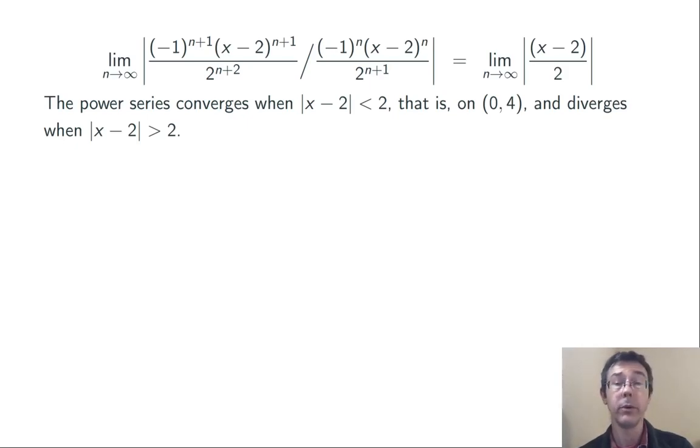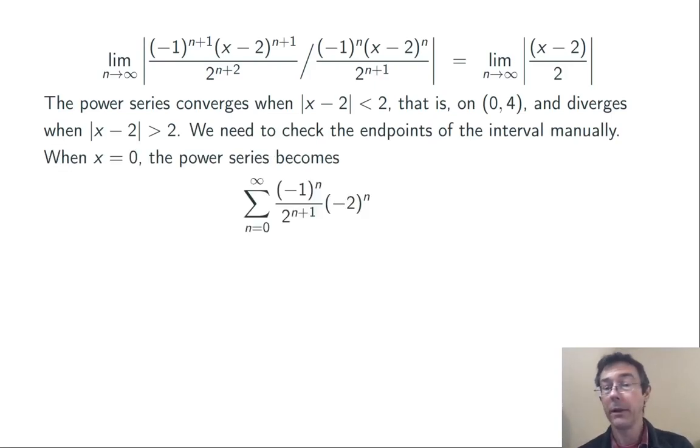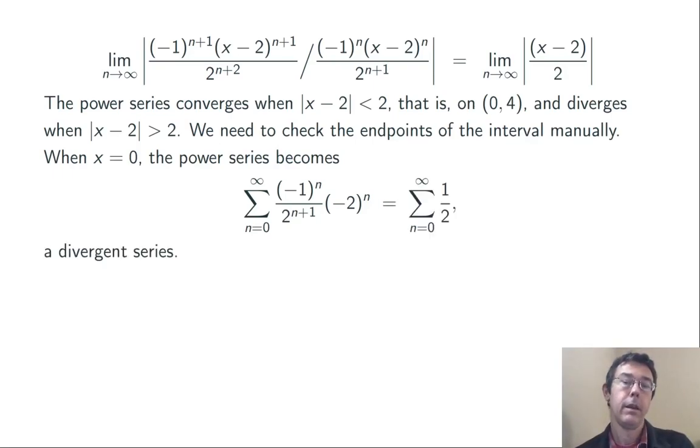We have to plug in those endpoints to the series manually and see if we get something that converges or not. So let's start with x equals 0. When we plug that in, here's what we get. The (-2) to the n, I am interpreting as (-1) to the n times 2 to the n. And so then the (-1) to the n times (-1) to the n is just going to be 1. And 2 to the n over 2 to the n plus 1 is just going to be 1/2. Overall, the series just becomes the sum from n equals 0 to infinity of 1/2. And of course that diverges. Every time you're just adding another half.